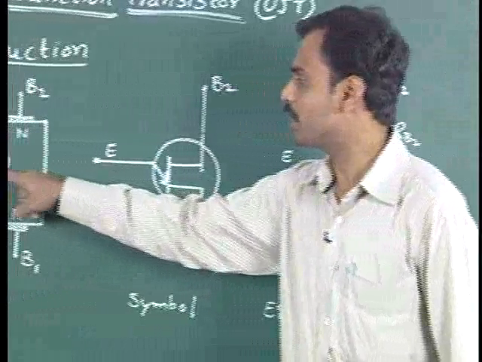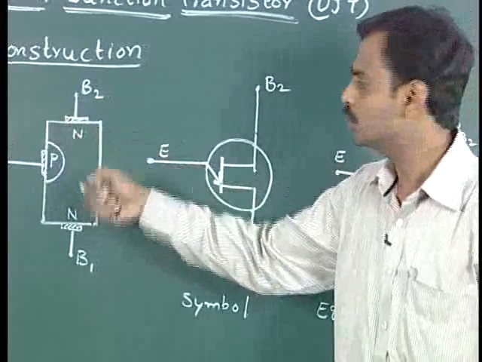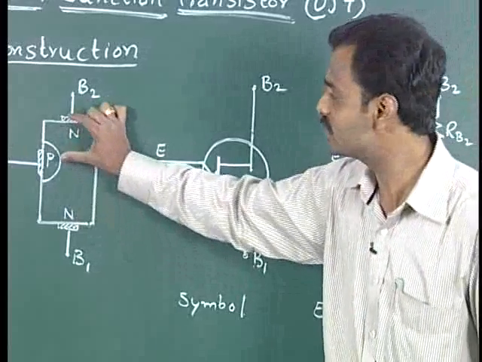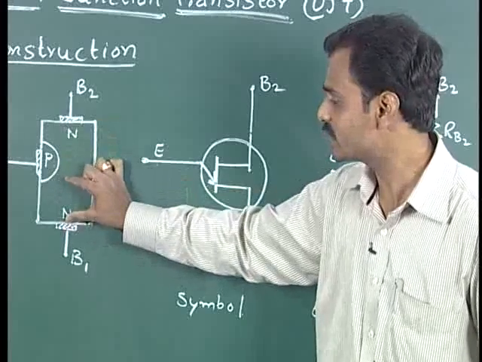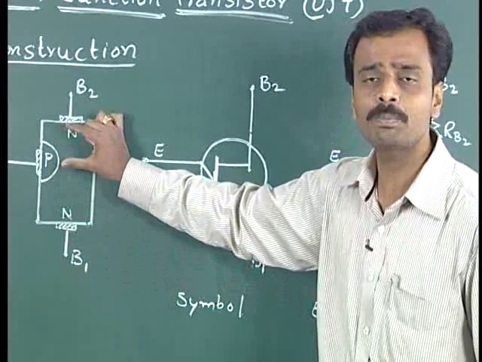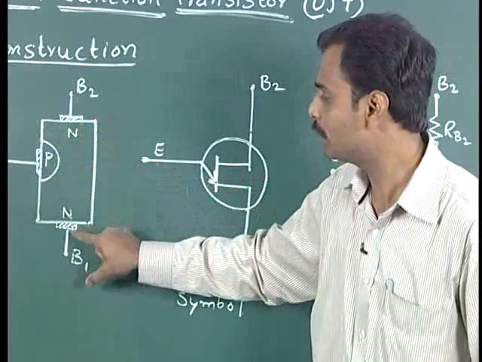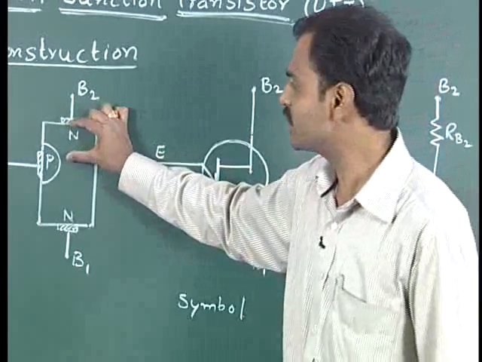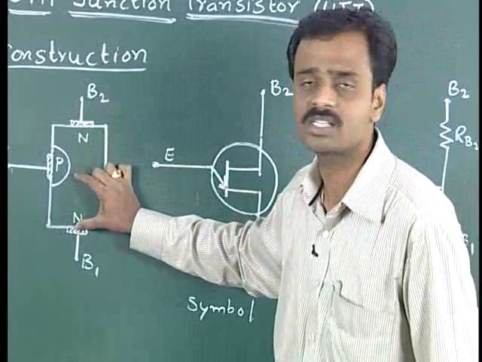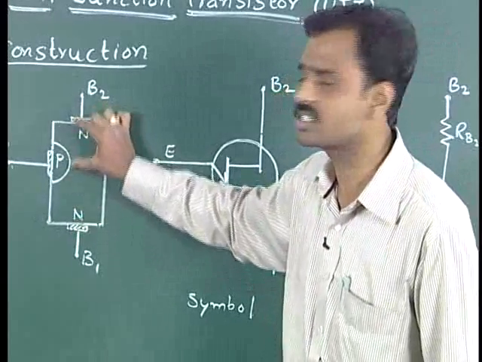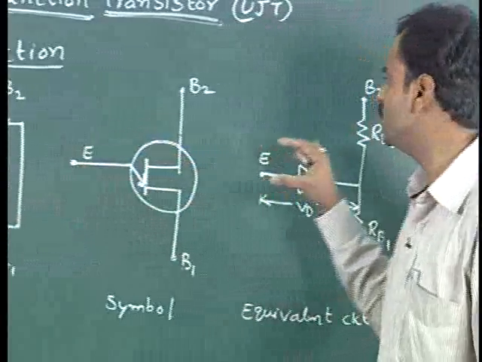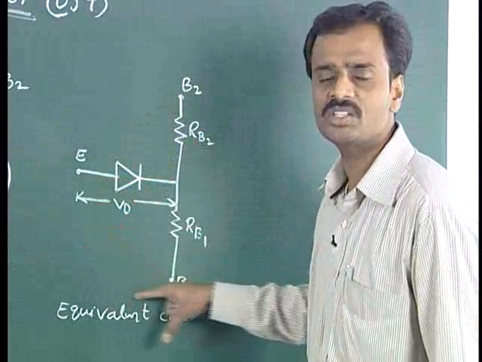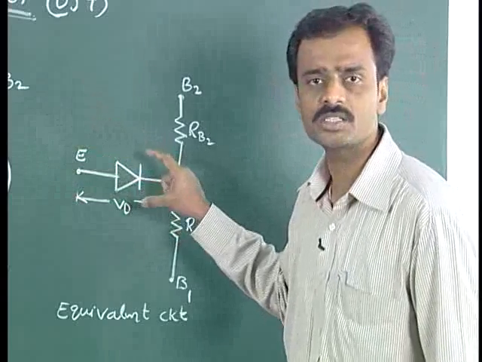Now see, as the emitter terminal is taken nearer to the B2 terminal, the resistance towards B2 will be less compared to the resistance towards the B1 terminal, because the gap between the emitter terminal and B1 will be more, and the gap here will be less. So there are two resistances in the construction. The same is indicated in the equivalent circuit diagram by RB2 and RB1. So this gives the equivalent circuit diagram for the construction of the uni-junction transistor.